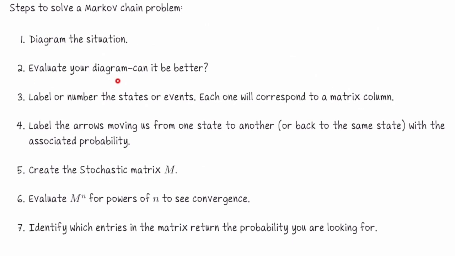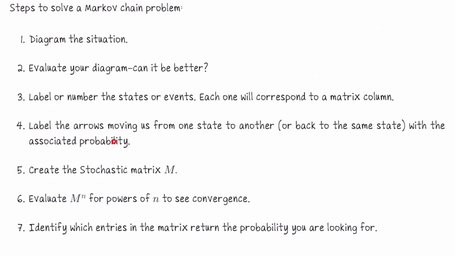So then I evaluate the diagram and ask, can it be better? Can it be more concise? That's a process that you keep practicing until you get a really good handle on what makes these diagrams efficient. Then you want to make sure that you've correctly labeled or numbered the states or events. Each one is going to correspond to a matrix column and also a matrix row. So if you've identified one state as, say, your starting state, you might want to think of that as number 1. And then where you move from that would be the entries in the first column.